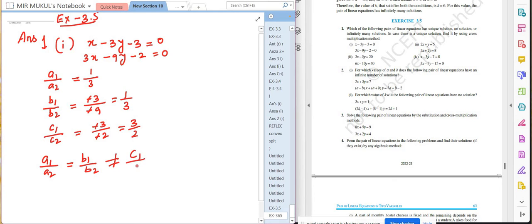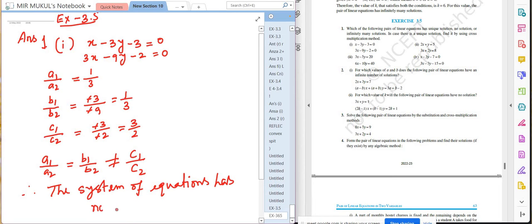Whose condition is it, Sakshi? So therefore, no solution. Parallel lines will be there, so inconsistent. There will be no solution. Therefore, the system of equations has no solution.